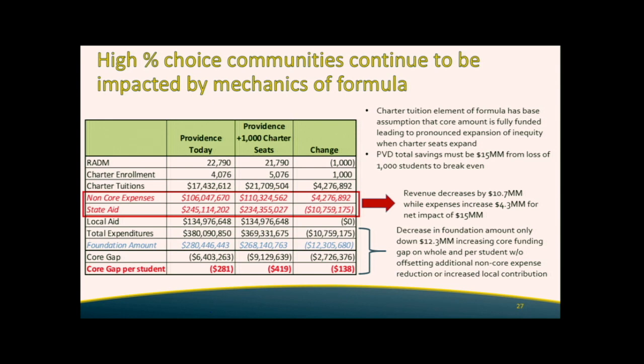And so it's definitely something that I think we have to be cognizant of, particularly as a lot of the charter concentration is in some of those districts we identified earlier as being the ones remaining with a core gap, because you can see the net effect in the bottom line of this chart is the core gap per student under this scenario grows from $281 per student to $419 per student. So net for the students remaining within that district, if the city can't find that full $15 million in reduction, that's the reality of what plays out.